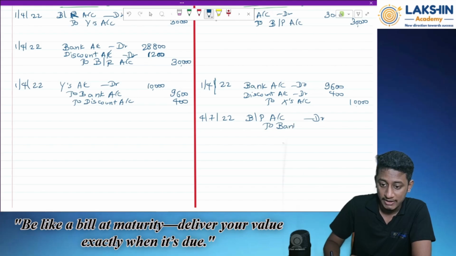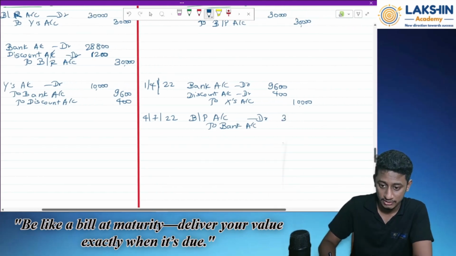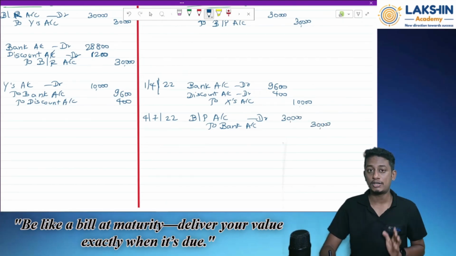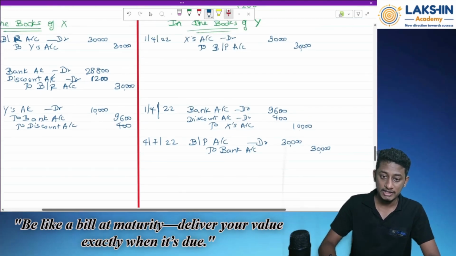I will debit bills payable account to cancel it off, to bank account. Why? Because I am making the payment to bank account. For rupees how much? 30,000. So 30,000 has been paid to the bank to clear off the bills payable. So now in his books, all the bills payable are clear.